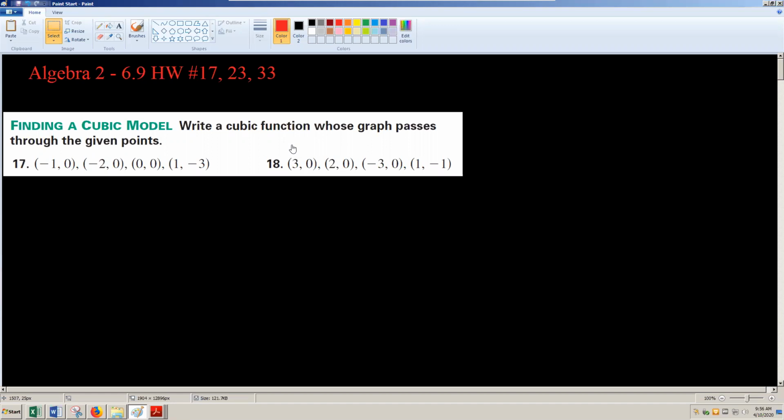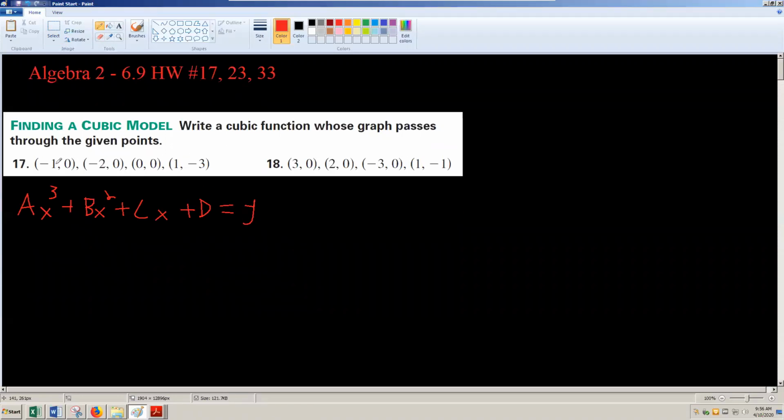So basically what I'm going to do is set up a giant matrix for this thing. The giant matrix is just going to look like my general form for a cubic, which is ax to the third plus bx squared plus cx plus d equals my y value. Now I may have some extra information here, like 0, 0. So I know, for example, that my d value is going to be 0 here.